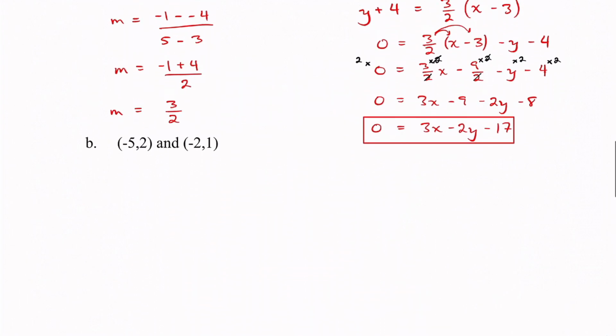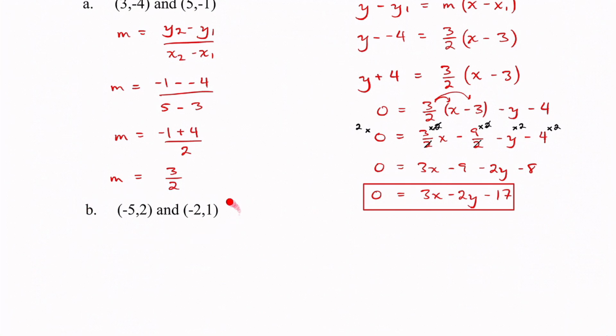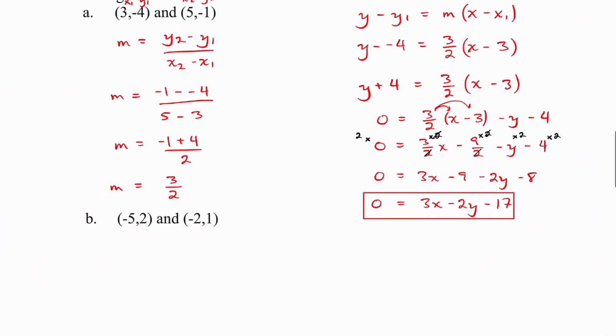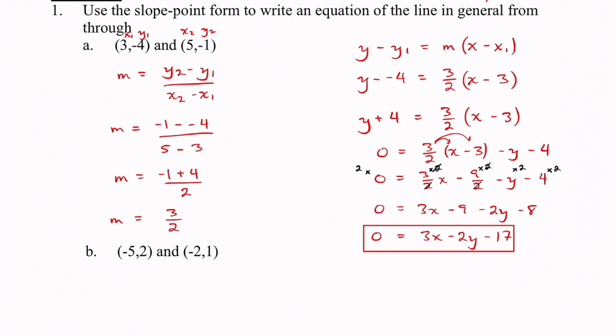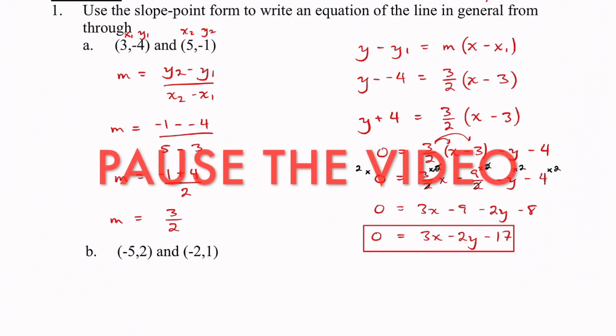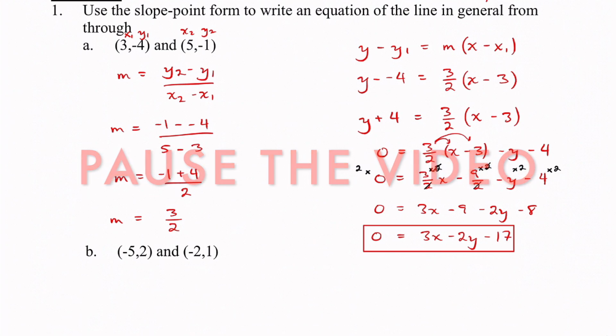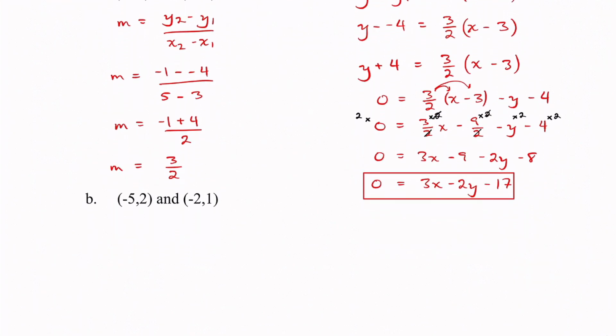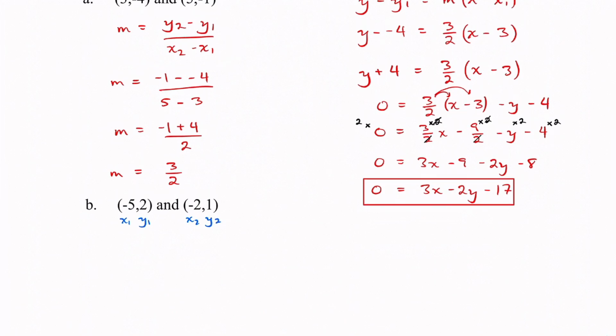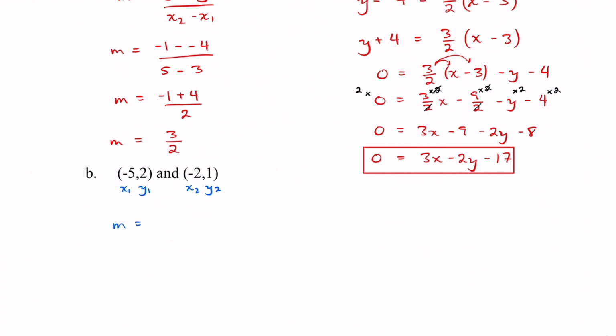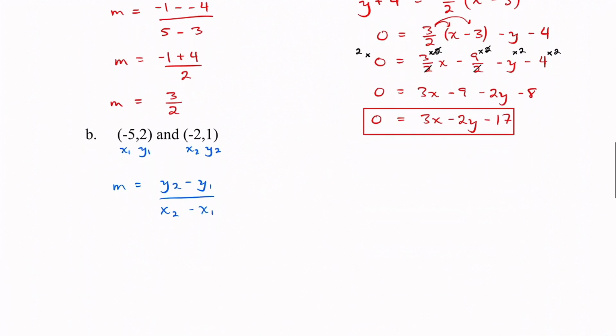So in this part B example we have here now, if you want to pause the video and try to use the steps that we just did in part A, you can do that now. So again with part B, we're going to want to label x1, y1, and then x2, y2. And then we're going to use that in our formula and find our slope. So we're going to have m equals y2 minus y1 divided by x2 minus x1. And then we just plug into that.